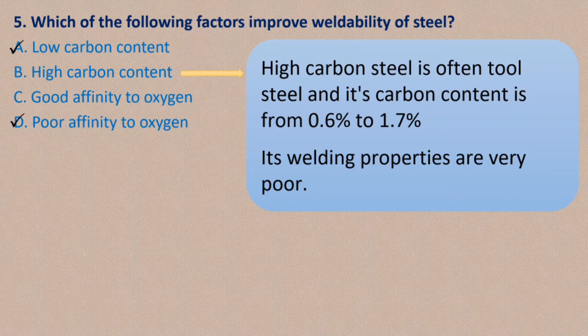High carbon steel is often tool steel and its carbon content is from 0.6 to 1.7%. Its welding properties are very poor.